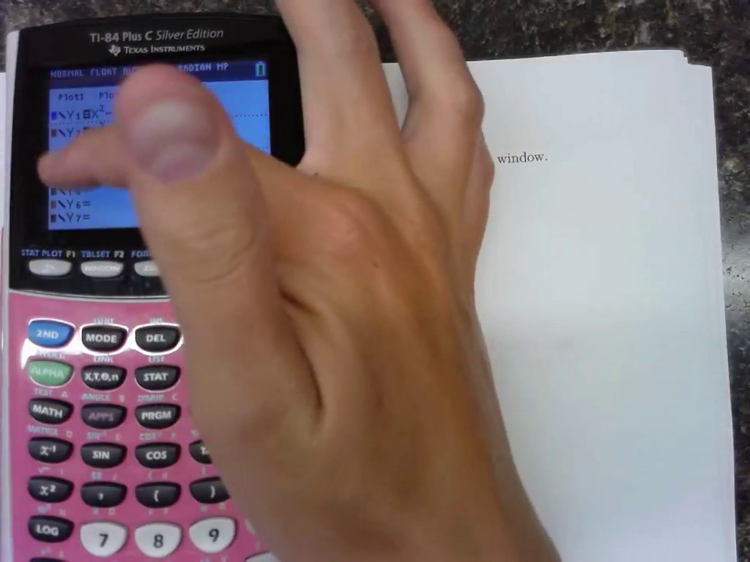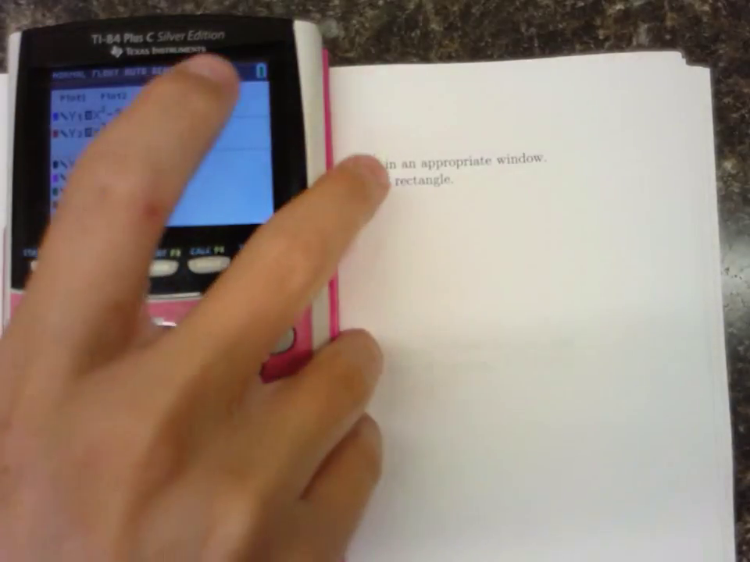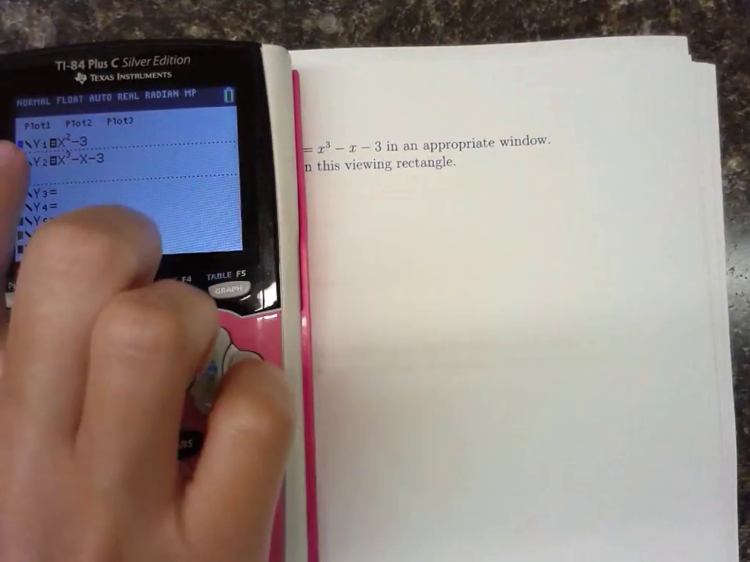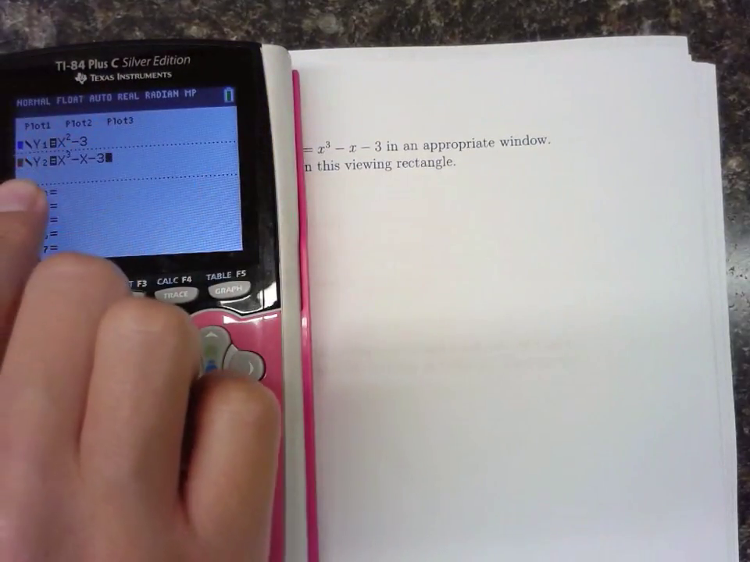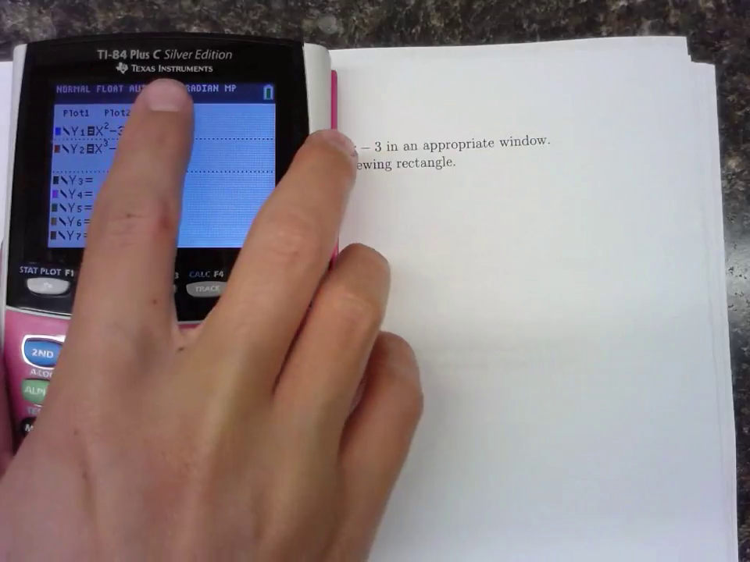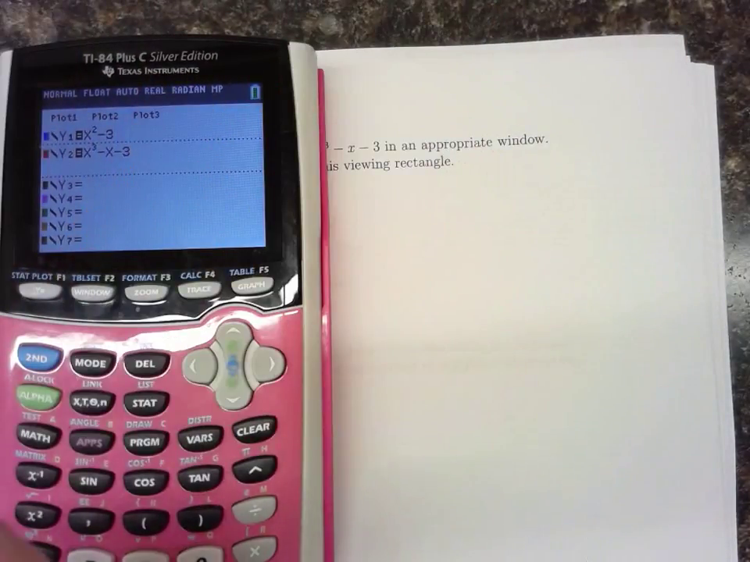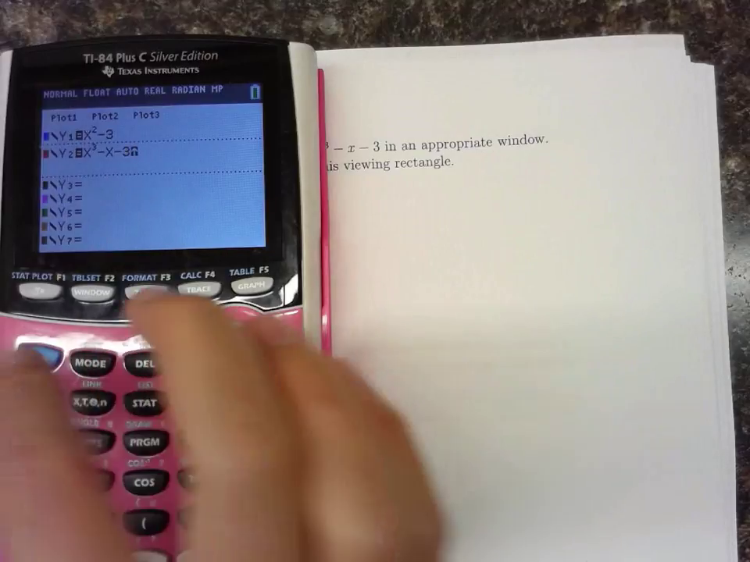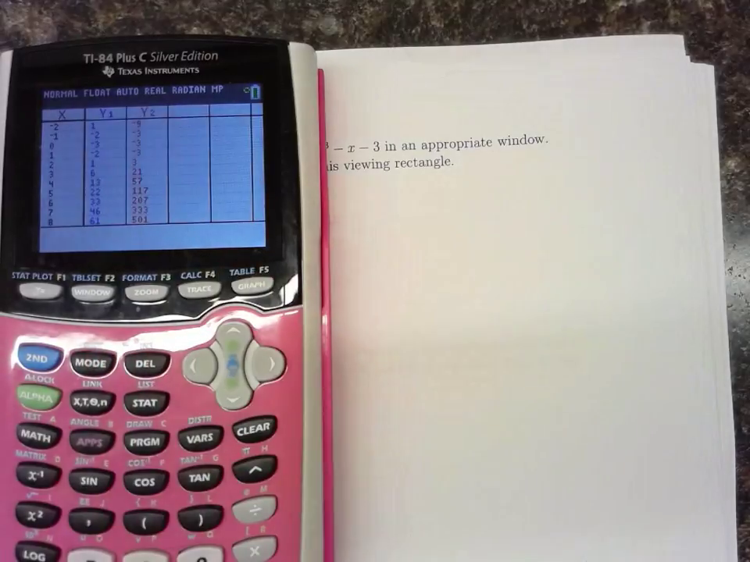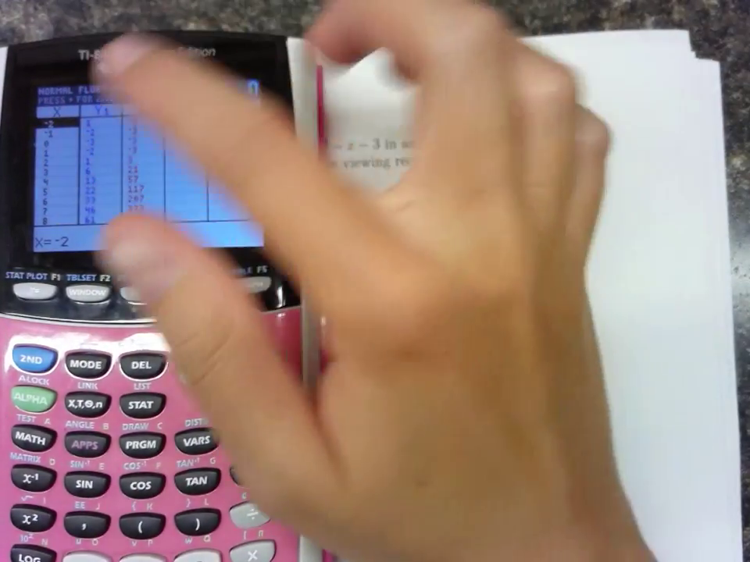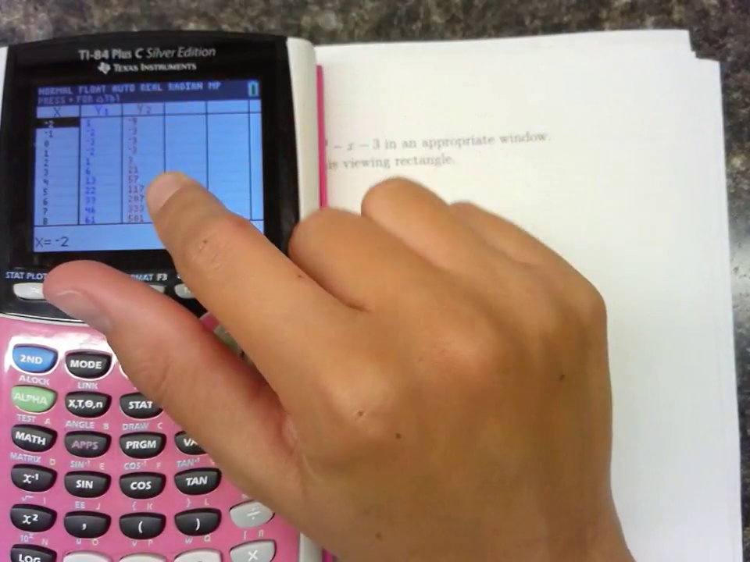Mine has colors here. So if you bought the plus C, so if you have a C here, that means you're going to have it in color. Okay, so the first graph will be blue, the second will be red. If you have an older version or if you didn't buy the C, it's going to be all black, which is fine. It's not a big deal. Let's go ahead and look at the tables for this. Okay, so look, you have the same inputs here. Here's your first graph, here's your second graph.